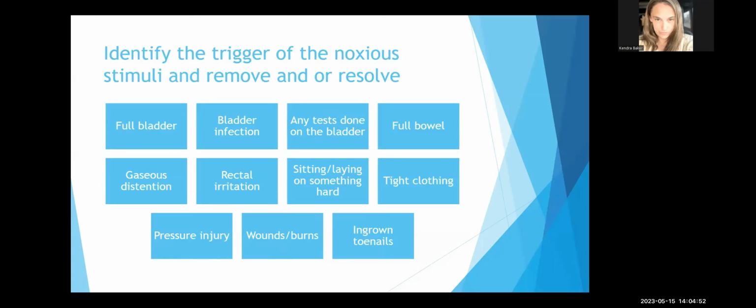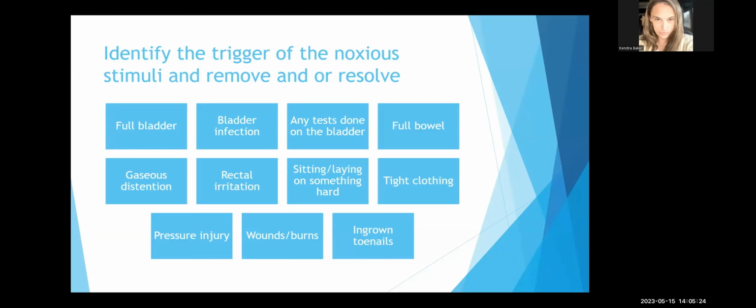So once you or your patient has identified that they may be showing signs of autonomic dysreflexia, maybe they're complaining of a headache, they're sweating, they're having a spike in anxiety, your first step is to try to remove that noxious stimuli. This should involve a really good full head to toe assessment. Even though most commonly it is the bladder or the bowel that's causing autonomic dysreflexia, it may not be the case.